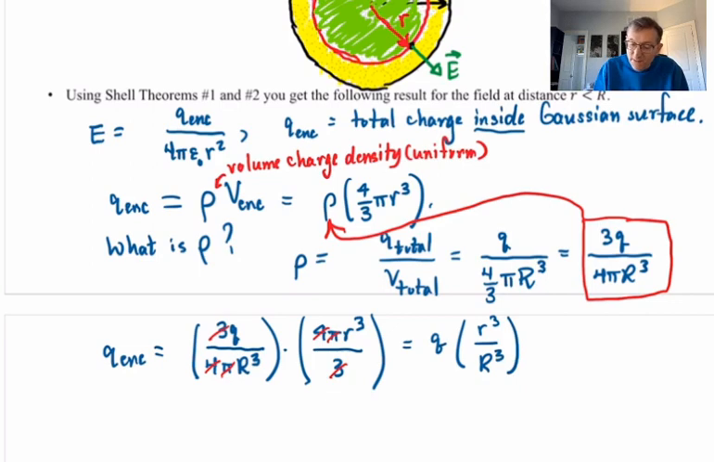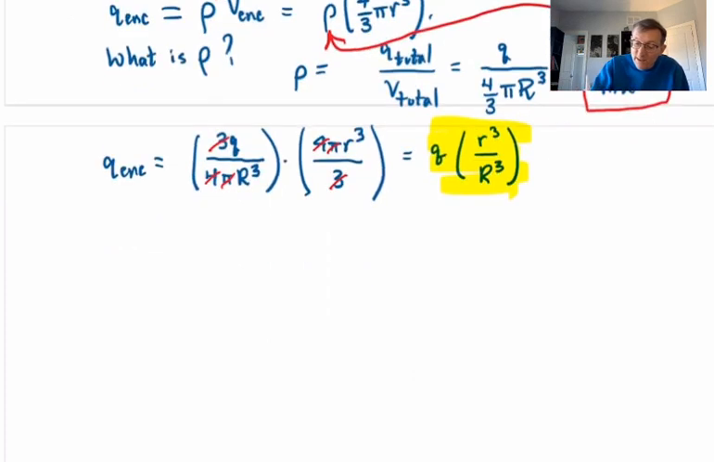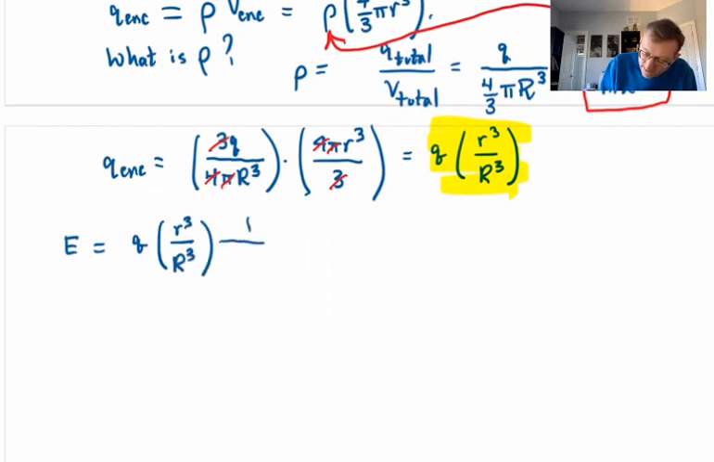And now I put that expression right there for the Q enclosed in the E formula. And I will have the formula that will then give me the electric field magnitude at any point in the interior of the solid sphere. Let's see what we get. E equals Q enclosed, q times little r cubed over big R cubed, I'll write it like this, times 1 over 4 pi epsilon 0 little r squared. Yes, little r, the radius of the Gaussian surface.